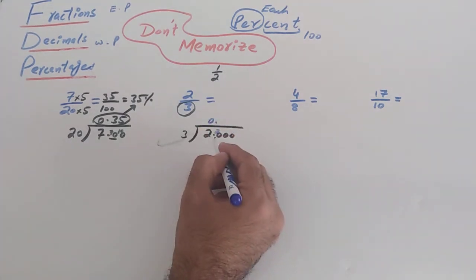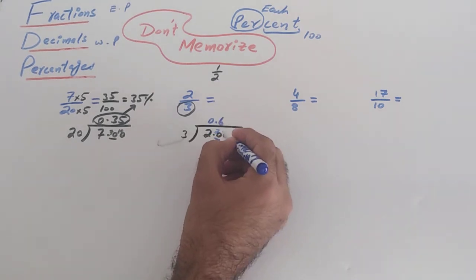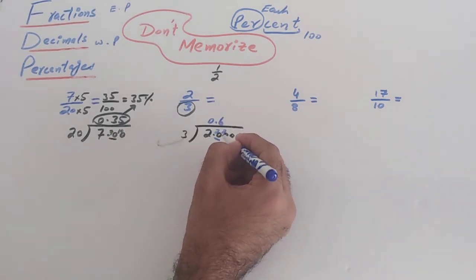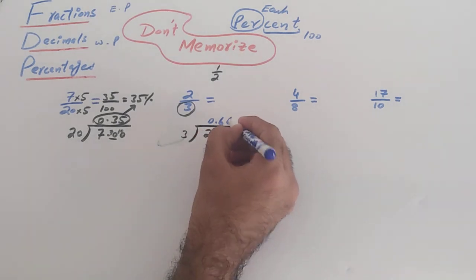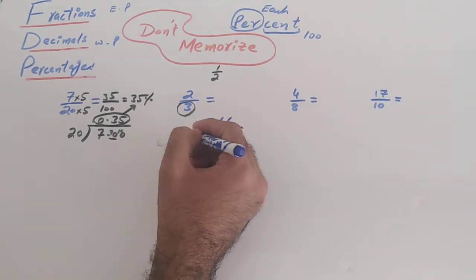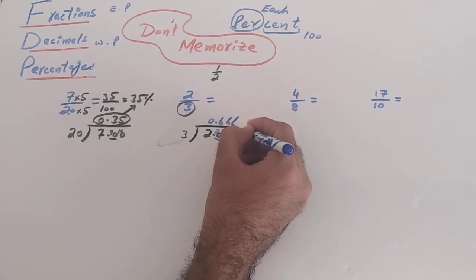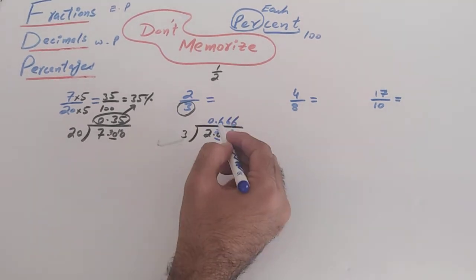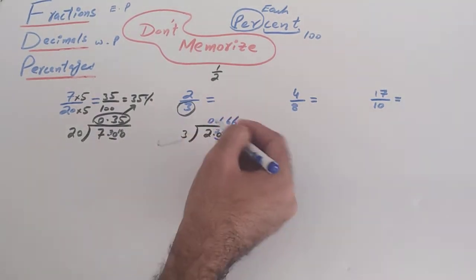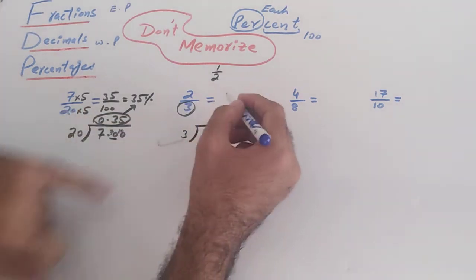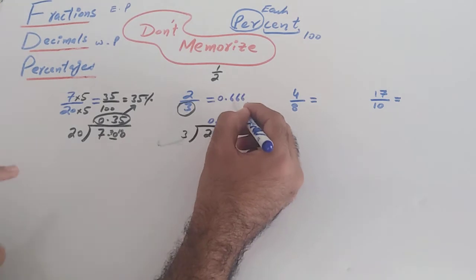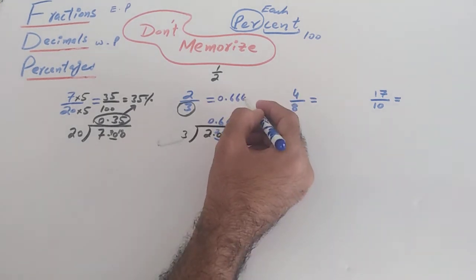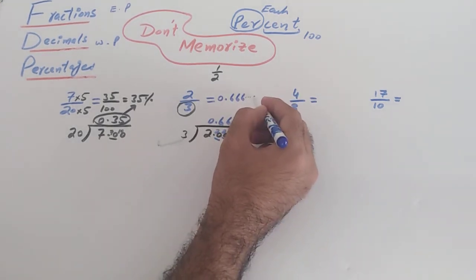How many 3s are in 20? There are 6. Remainder 2. Again, how many 3s are in 20? There are 6. Remainder 2. So it's just 6 recurring, or 0.66666. So this as a decimal is 0.666. I'll just stop here, but actually it goes on, or you can also put the dots.